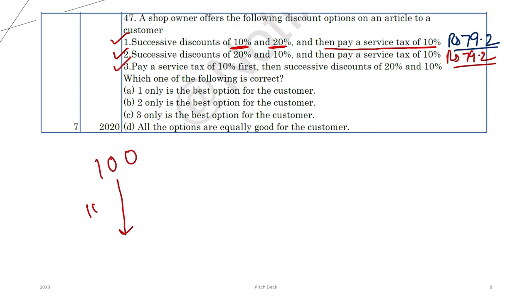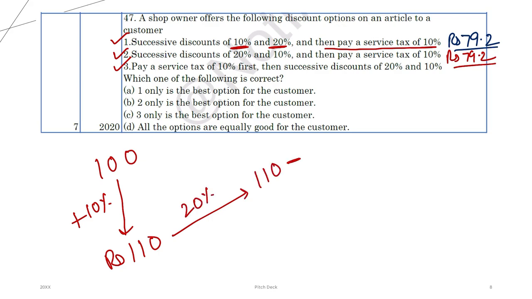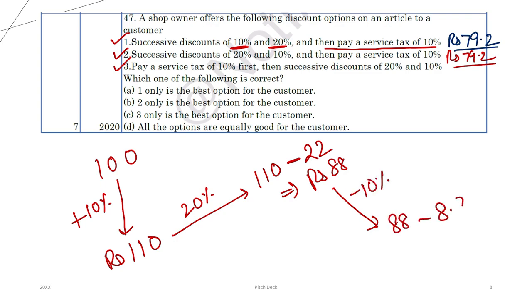In the third scenario, first 100 rupees, then pay service tax first, 10% service tax is added. Now the product is for 110. Now 20% discount on this. So 110 minus 20% of 110, which is 22 rupees, this is 88 rupees. Then 10% discount means 88 minus 8.8. I hope this is clear. I'm just making it fast because now we have done enough questions to understand what we are doing here. Now 88 minus 8.8 is 79.2 in this case.